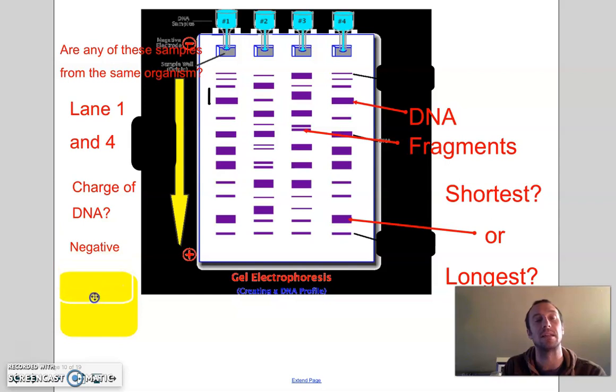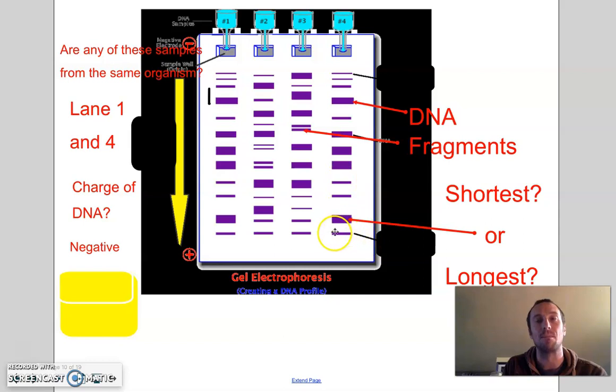Remember, yes, DNA has that negative charge. Okay, and then also another question you might need to be able to answer about gel electrophoresis is, if the DNA traveled way out here, is that a shorter or longer piece of DNA compared to up here?